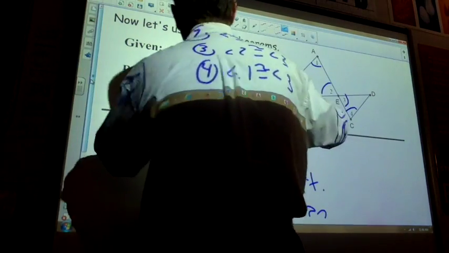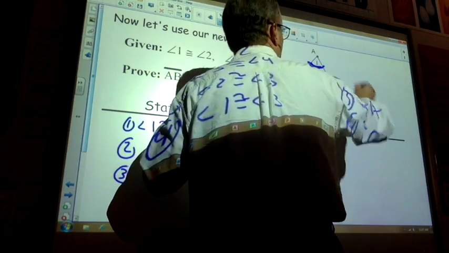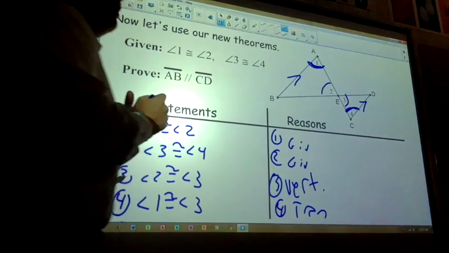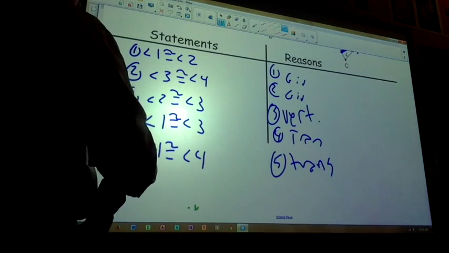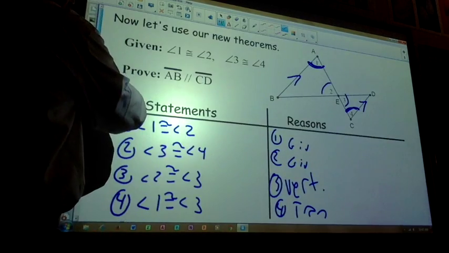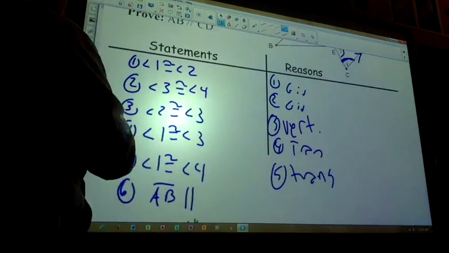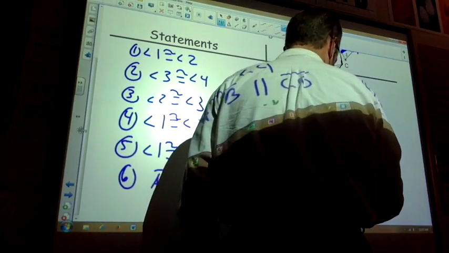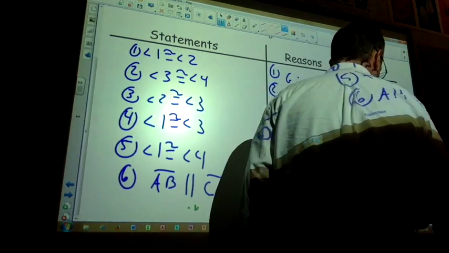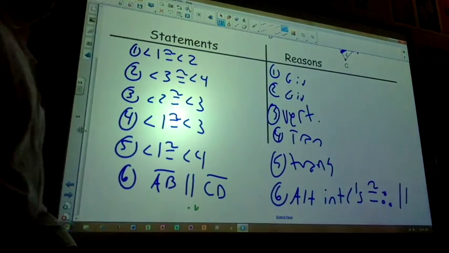So we're trying to prove that this is parallel to this. So what kind of angle is this and this? What kind? Alternate interior. Interior. All right. So then we can go ahead and state that AB is parallel to CD. And that is because alternate interior angles are congruent. Therefore, they're parallel. Yeah.